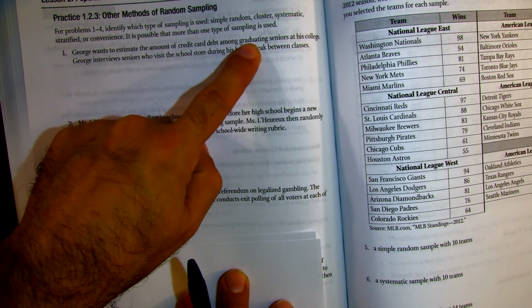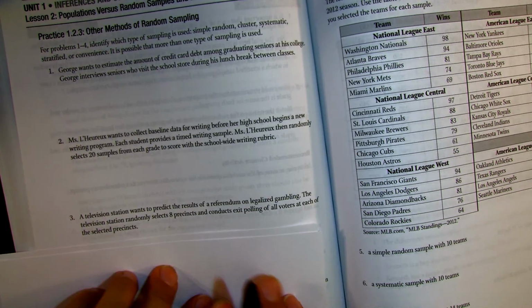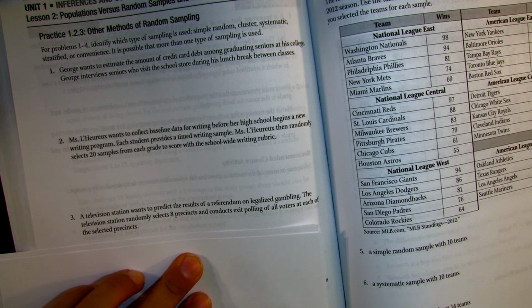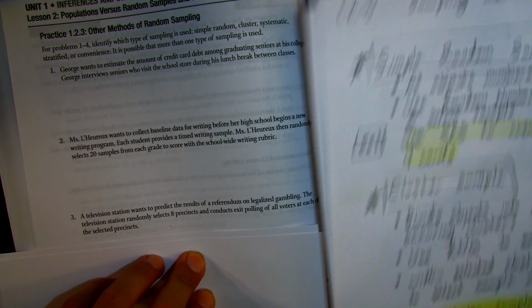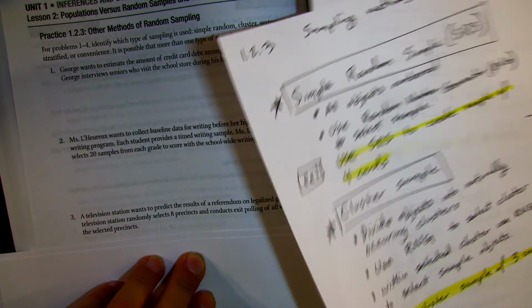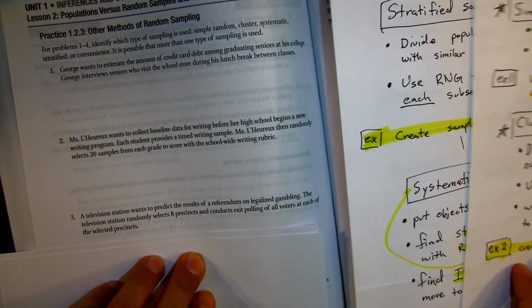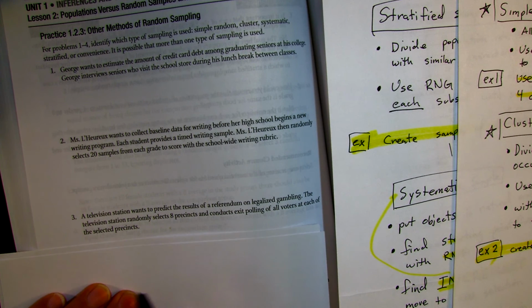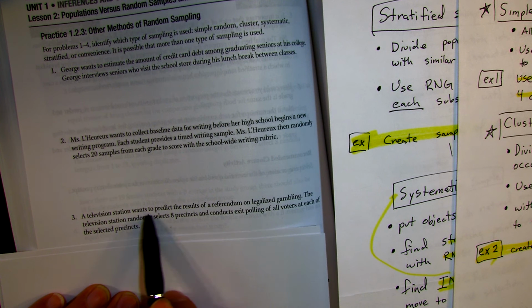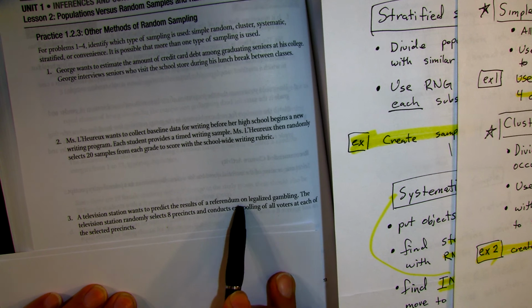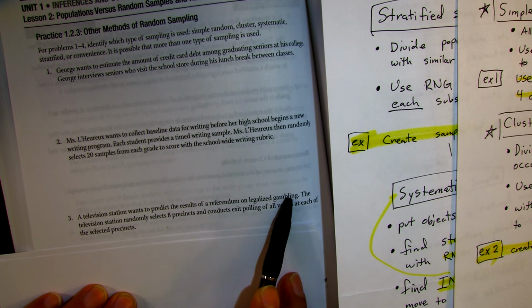A television station wants to predict the results of a referendum on legalizing gambling. So referendum's like a proposition, okay? So like when you vote for propositions. And let's see, the television station randomly selects 8 precincts and conducts exit polling of all voters at each of the selected precincts. So this is how it works.